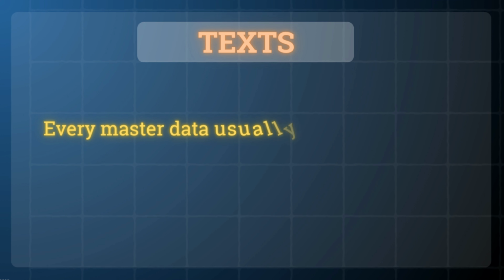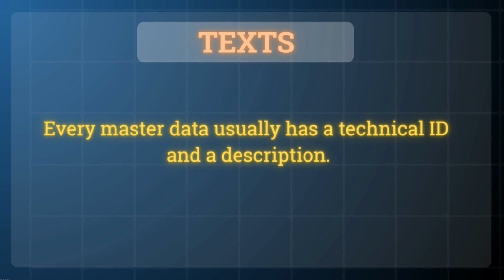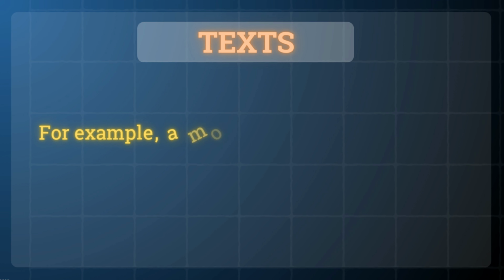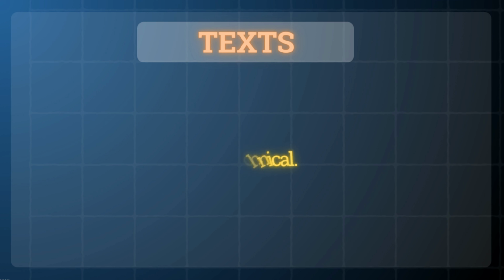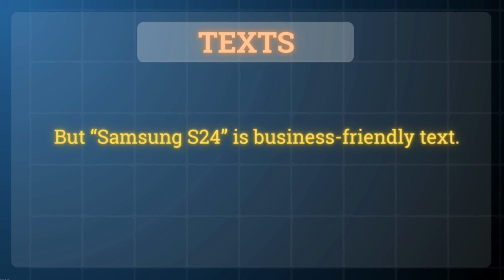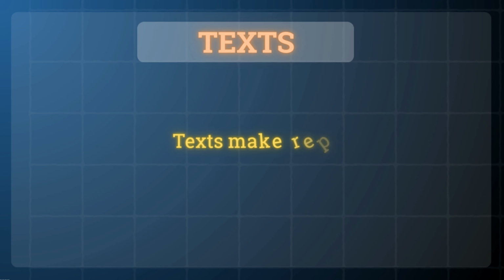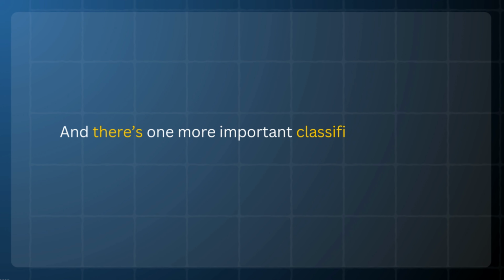So now third type are text. Every master data usually has technical ID and a description. For example, a model number like SM04692 is technical, but Samsung S24 is business-friendly text. Text makes reports readable. Now there is one more important classification of master data according to time dependencies.